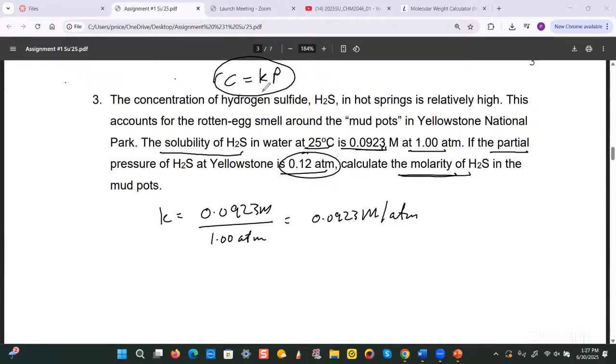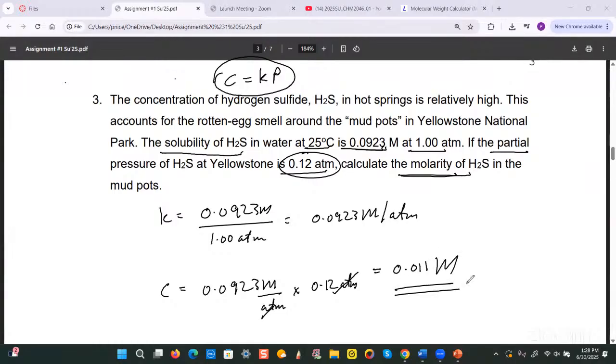So again, we're going to use this formula directly this time. The concentration or the molarity of the H2S in the second part would be equal to K, which is 0.0923 M per atmosphere, multiplied by 0.12 atmospheres. So let's see what that gives: 0.0923 times 0.12. According to my calculation, this works out to be equal to 0.011, and the units here would be M. And that's how that is done.